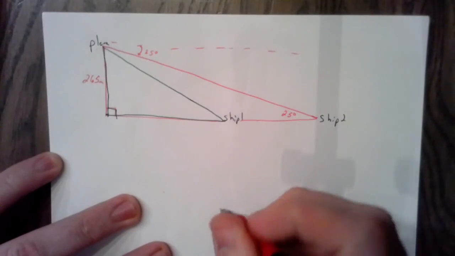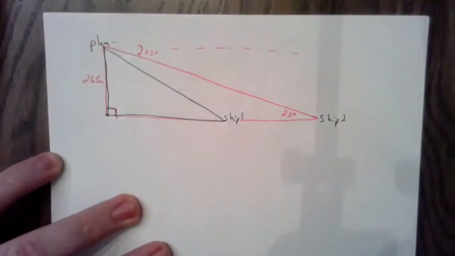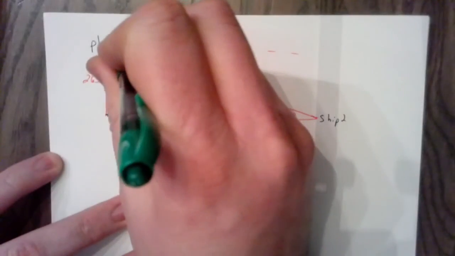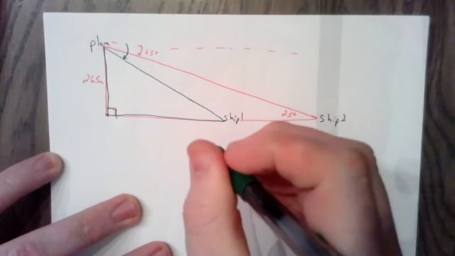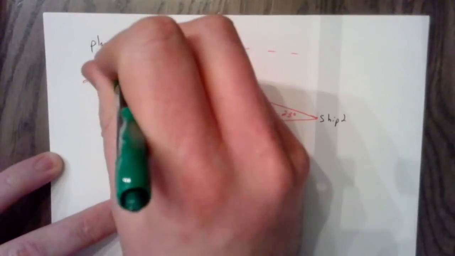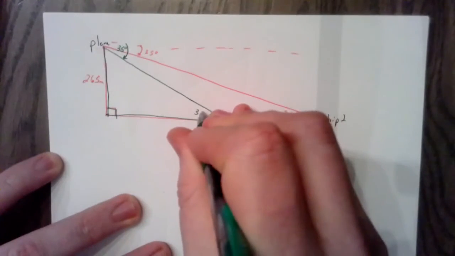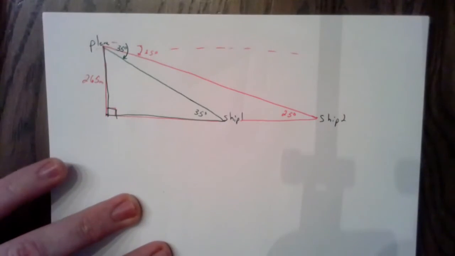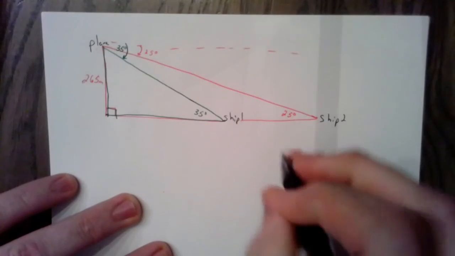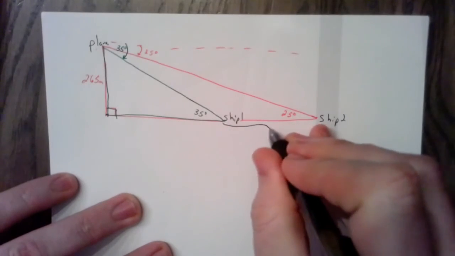ship. And then he looks down even further, that way, 35 degrees, and he sees the second ship, so this is 35 degrees. And I want to know how far away the two ships are. So this distance right here is x.